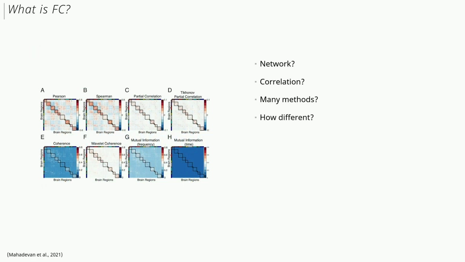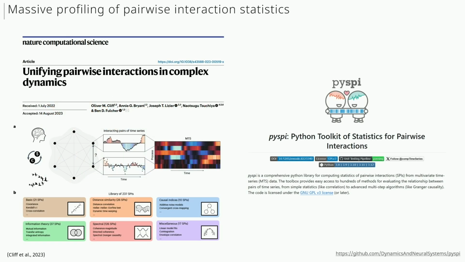As a result, the functional networks can be very different. It also poses a challenge: which criteria should we use to evaluate them? These are questions we're trying to answer in this project. Estimating functional connectivity boils down to measuring the relationship between two variables, and this idea is embedded in many scientific disciplines as pairwise interactions. We use the PySPI toolbox by Ben Fulcher and his group. It allows us to calculate hundreds of pairwise interaction measures, including commonly used ones such as correlation, distance, and mutual information, as well as more obscure measures from information theory, causality, and so on.